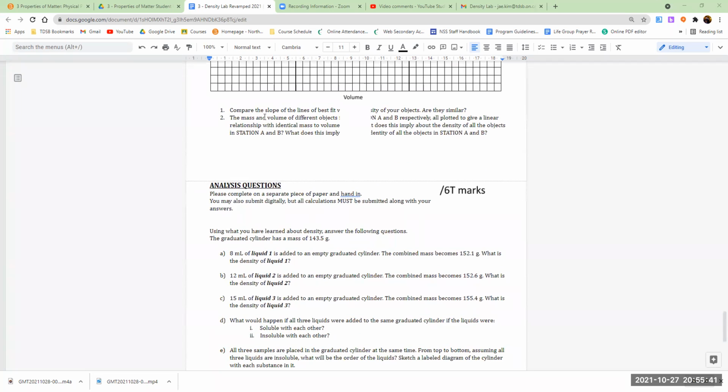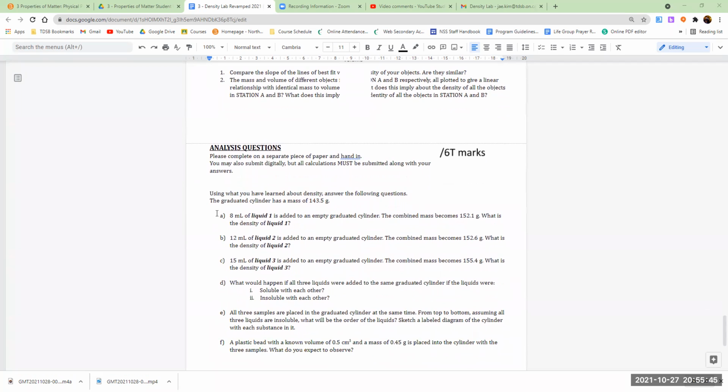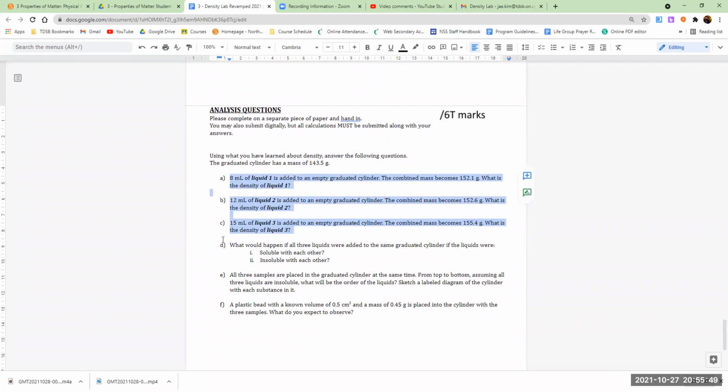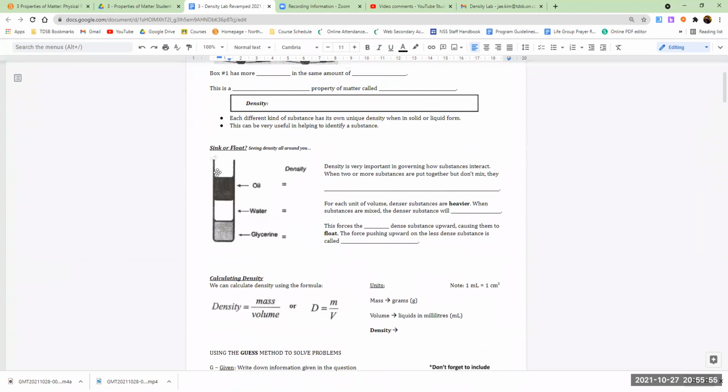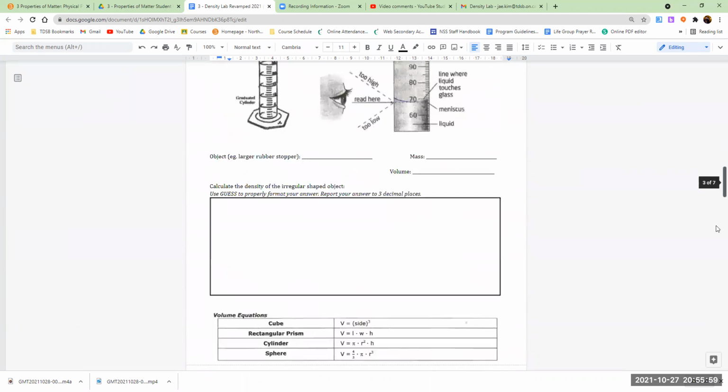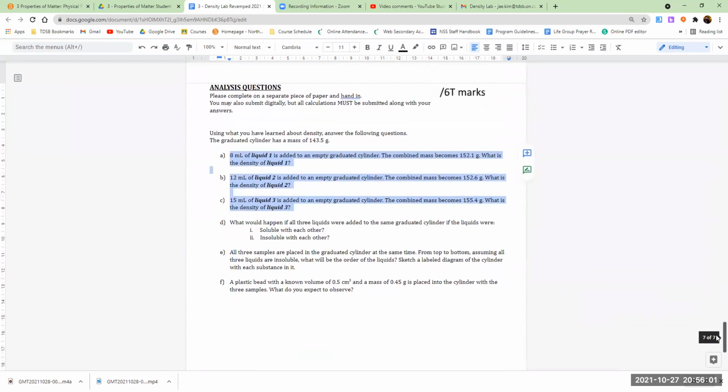With that said, all of the calculations we have done, even in this video, should help you in calculating the density of these questions. And then hopefully what I've told you, what I've discussed about density up here with the oil and water and separating and what floats and what doesn't will be of use to you when you answer questions D, E, and F. Okay, so that is something that I would expect from you. Get it into me as soon as you can.